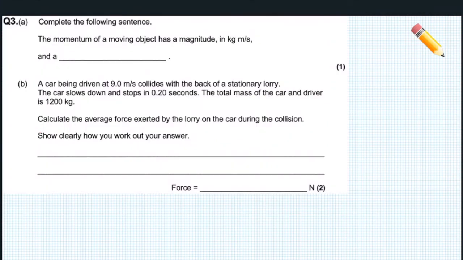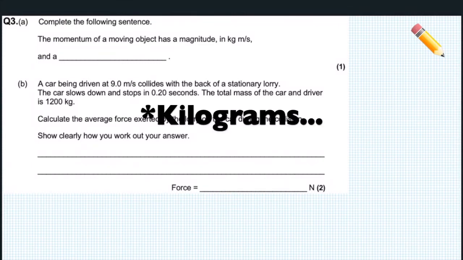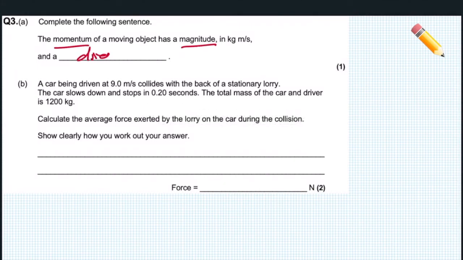Complete the following sentence. The momentum of a moving object has a magnitude in kilogram meters per second, and, well, momentum is a vector, so it has magnitude and it has direction. A car being driven at 9 meters per second collides with the back of a stationary lorry. The car slows down and stops in 0.20 seconds. The total mass of the car and the driver is 1,200 kilograms. Calculate the average force exerted by the lorry on the car during the collision. Show clearly how you work out your answer.